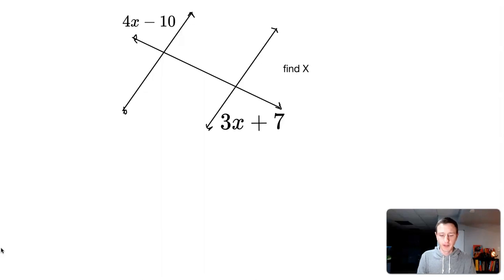In this example, we have two parallel lines being cut by a transversal. And actually, now that I'm mentioning the statement, I should have put in some parallel indicators there. But this is an image where we have two parallel lines being cut by a transversal, and we want to find x. We want to solve for x.